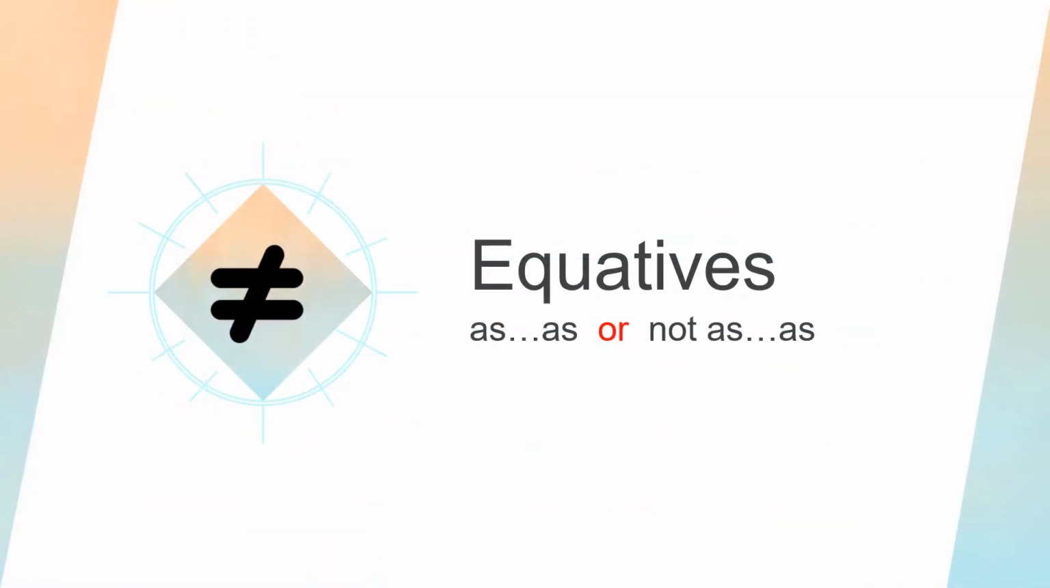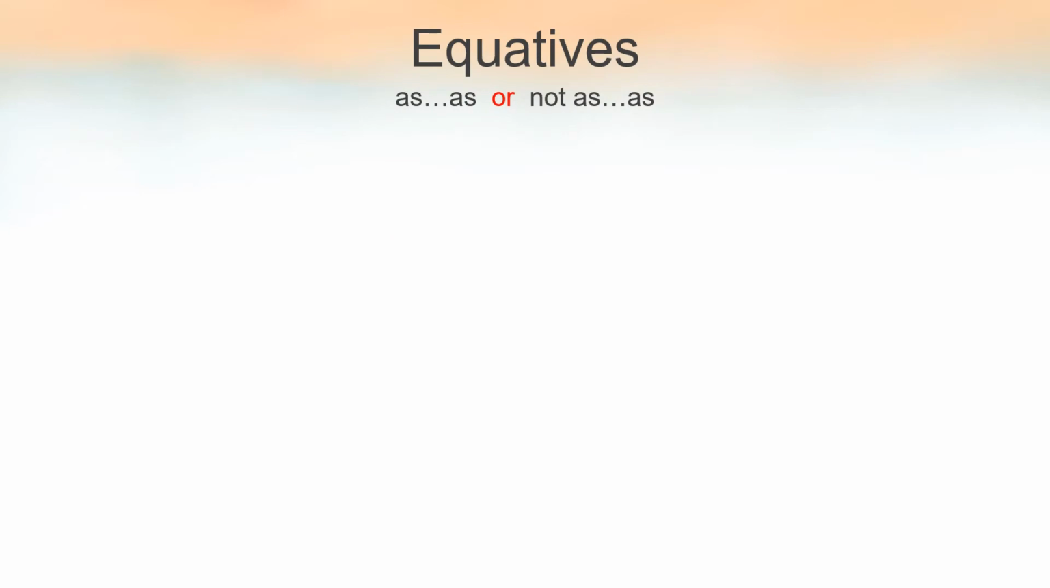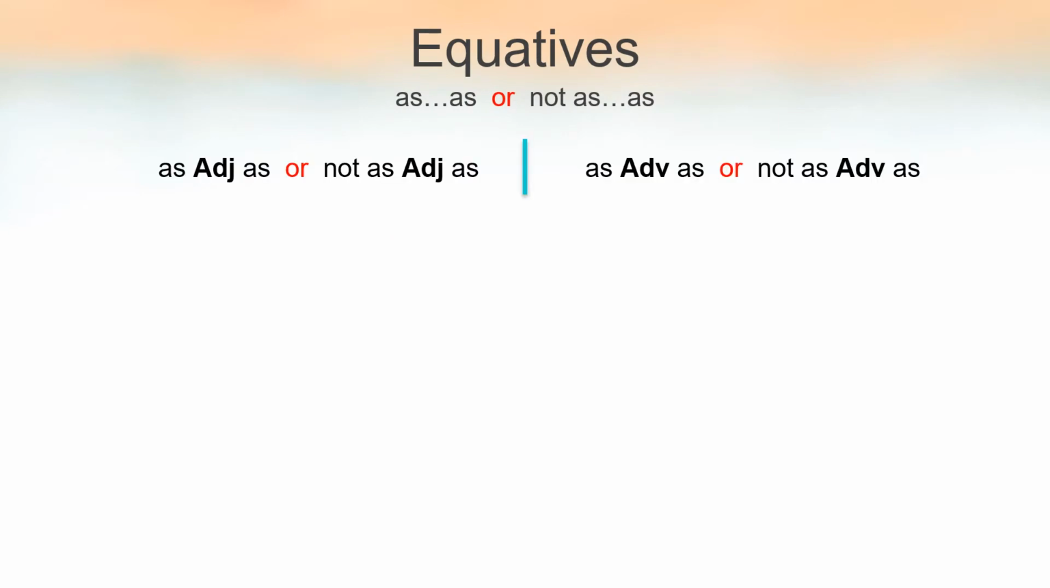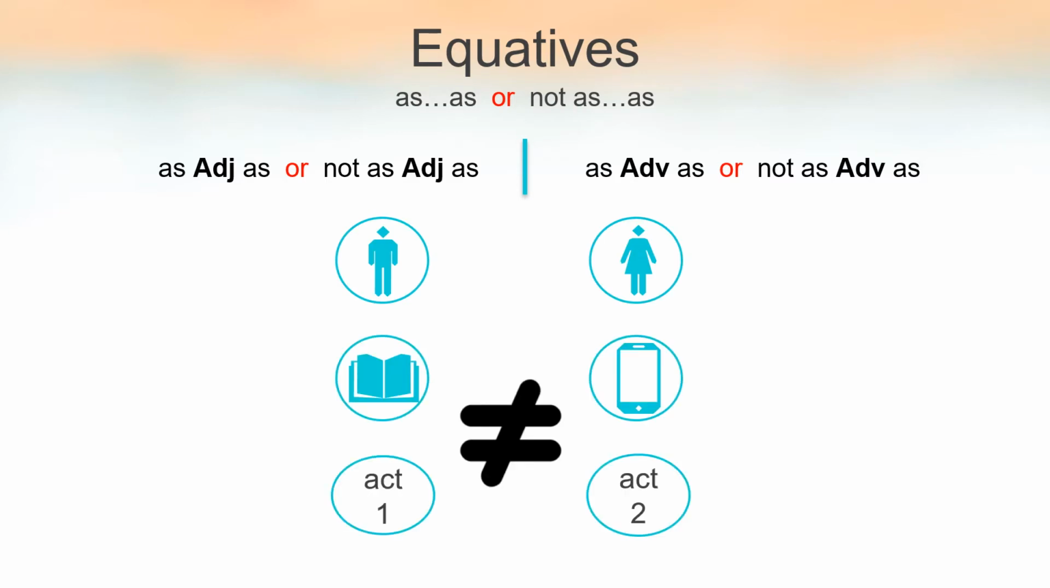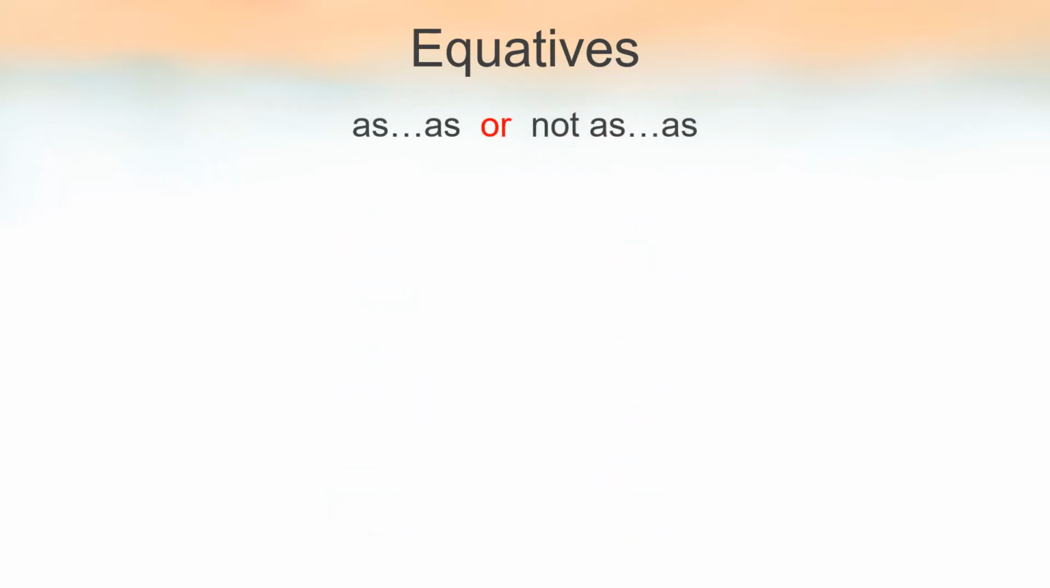Let's start with equatives. Equatives are marked by as and as, or not as and as. We use adjectives and adverbs in equatives to state that a person or a thing or an action is similar or not to another in some way. To make it more clear, let's see the examples.